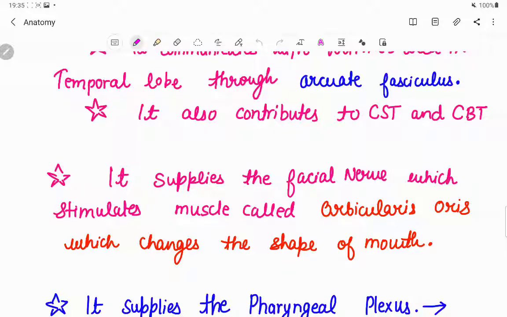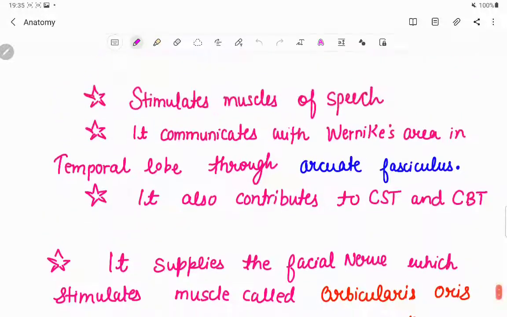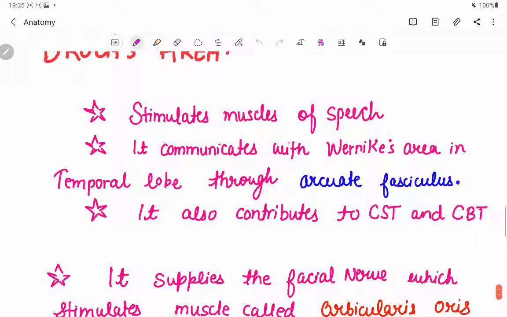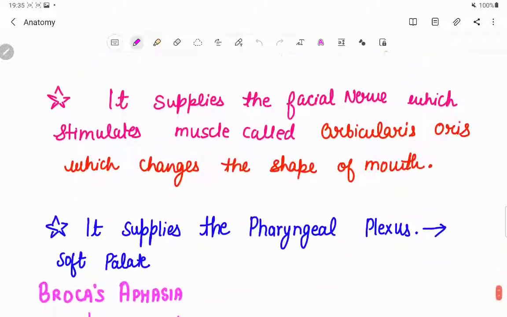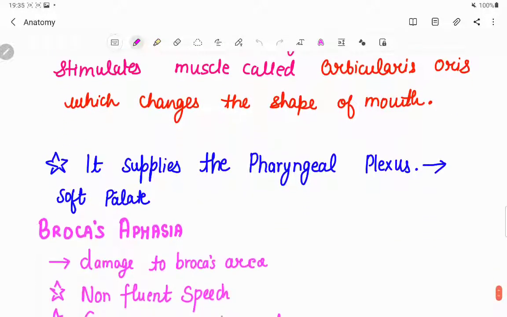Now this muscle is responsible for changing the shape of the mouth. So there is a muscle called orbicularis oris, which is supplied by the facial nerve, and it is responsible for changing the shape of the mouth during speech. That's why we say that Broca's area is responsible for stimulating the muscles of speech. So this is the muscle orbicularis oris. It also supplies the pharyngeal plexus, which supplies the area of the soft palate.